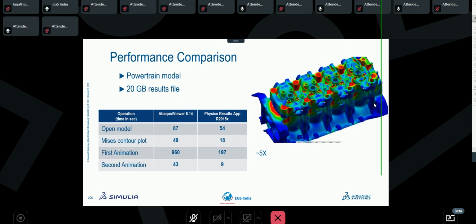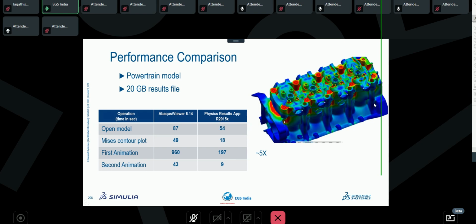So here what is represented is the operation timing in seconds, how our 3D experience SIMULIA will be differing from the ABAQUS, that is our desktop ABAQUS. So from the 2015 version itself we will be having a higher advantage on opening the model by a highly significant time difference. So this is an example you can see over here.